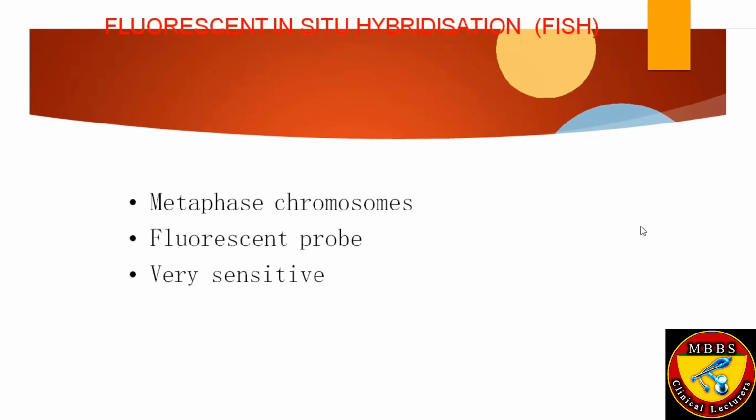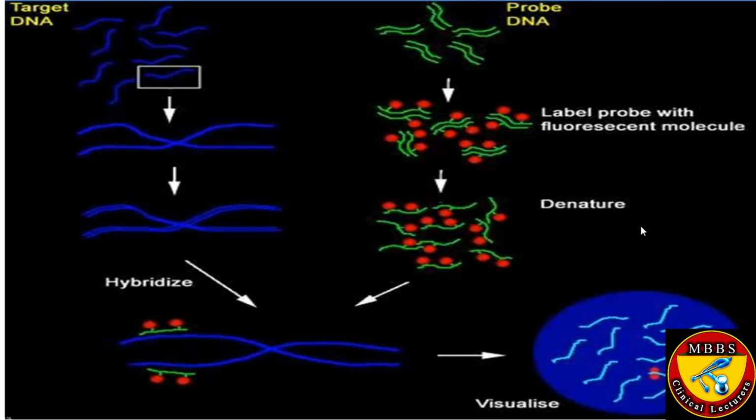Another technique is called the FISH test, or fluorescent in situ hybridization. In this, at the metaphase stage of the chromosome, a fluorescent probe is used, and it is a very sensitive test. The DNA probe is labeled with a fluorescent molecule, it is denatured, then hybridized, and observed under a fluorescent microscope.